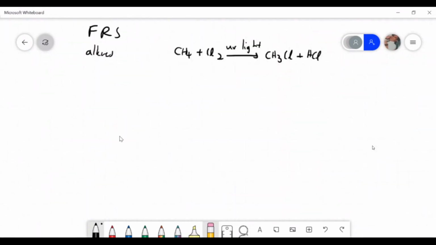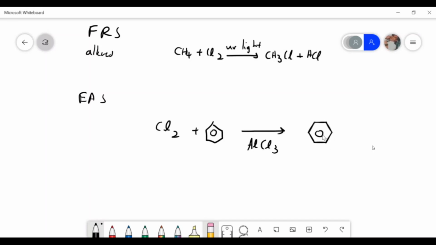Electrophilic substitution in arenes. They call it electrophilic aromatic substitution, so EAS. You're just taking this plus your benzene ring and forming this. That's HCl. So there you go, that's EAS.